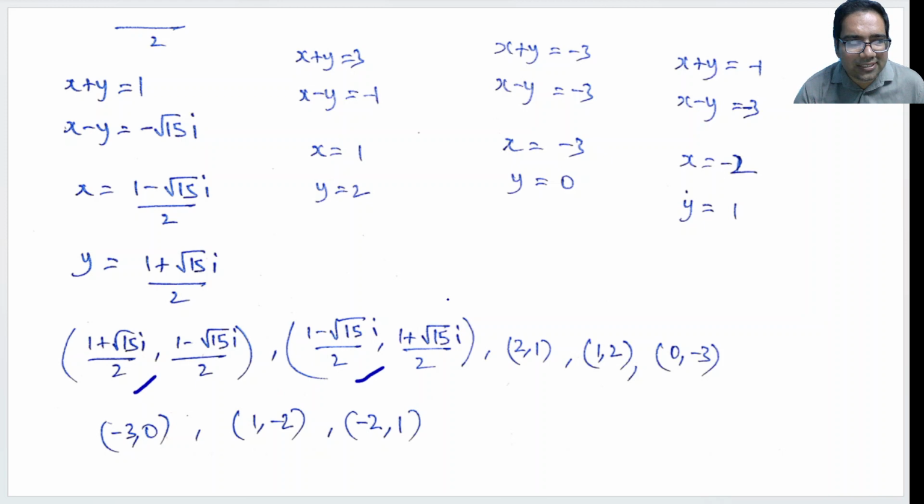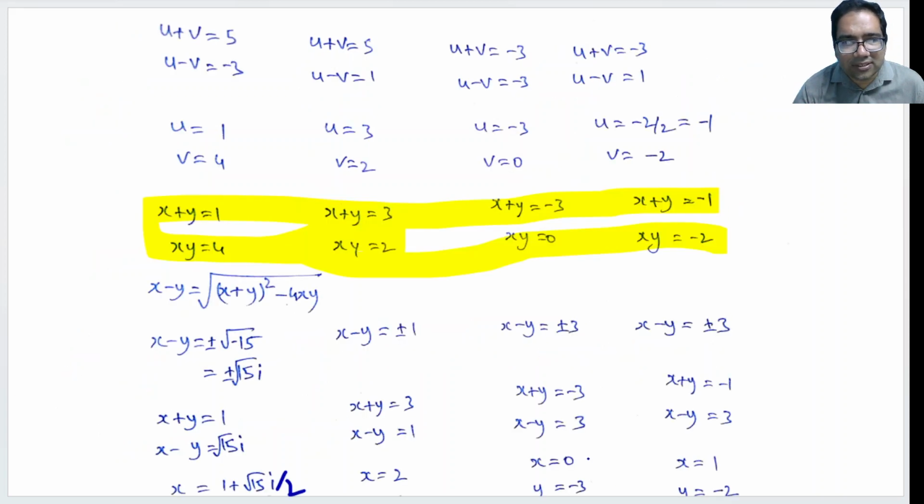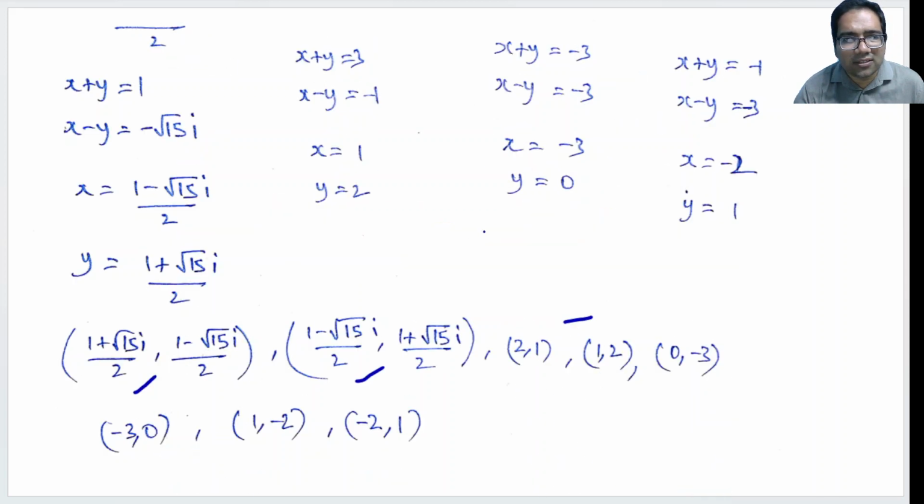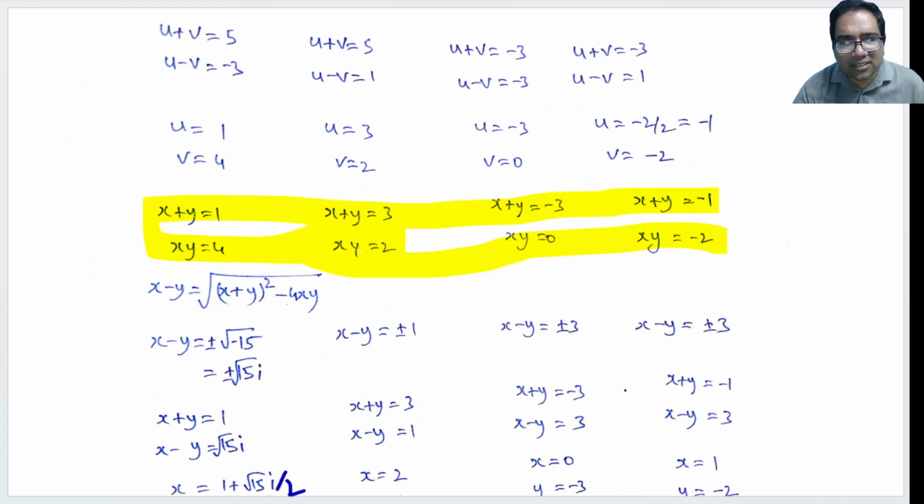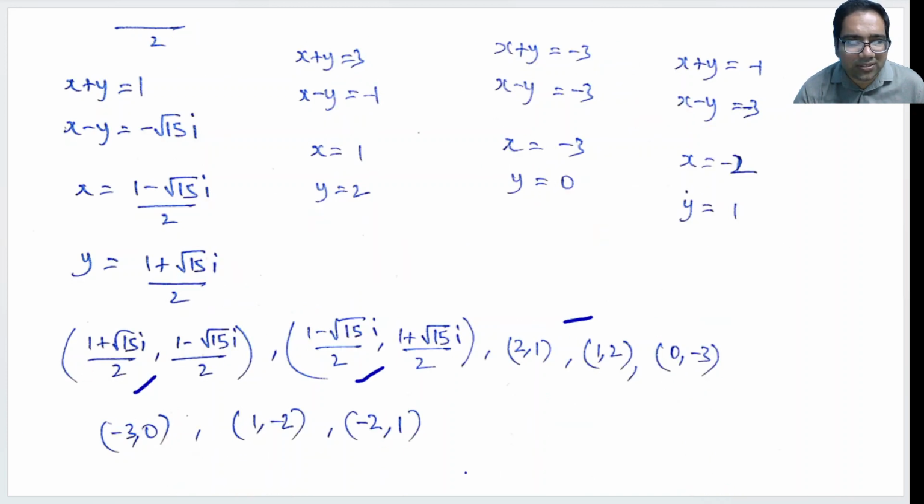See, the x, y's are just interchanged in these two sets. Then 2, 1, 1, 2, right? 2, 1, and the earlier one, 1, 2. Right? This is also almost the same. 0, minus 3, and minus 3, 0. Here it is 0, minus 3, and the next one is minus 3, 0. Right? So these two are also the same, just x, y's are interchanged. Here, 1, minus 2, and minus 2, 1. These are the 8 solutions.